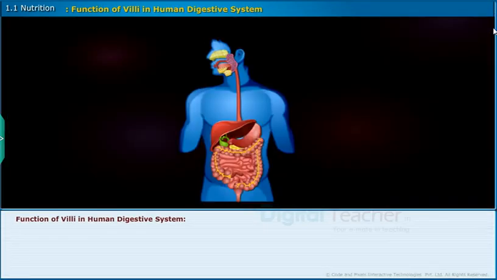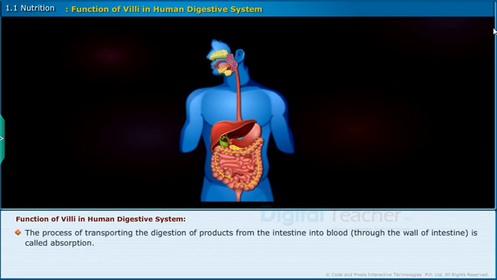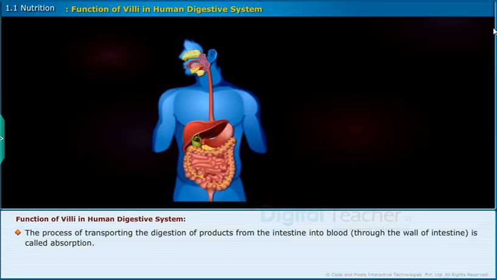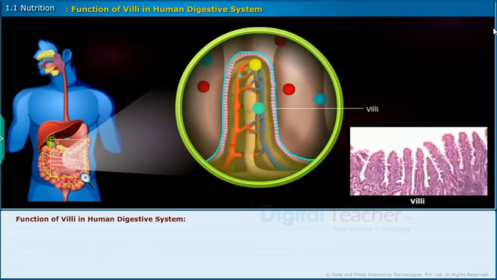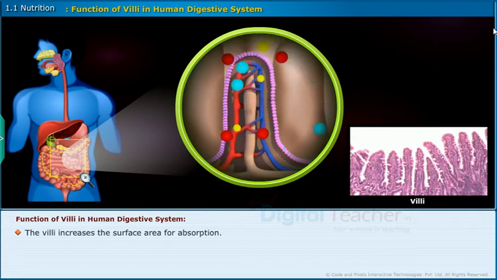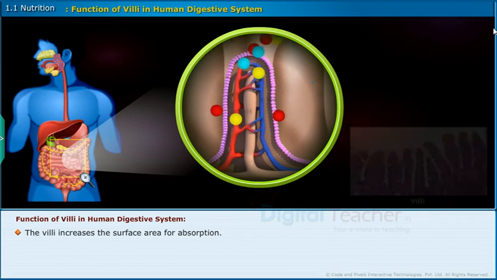Let us learn the function of villi in the digestive system. The process of transporting the digested products from the intestine into blood through the wall of the intestine is called absorption. Internally, the intestinal wall contains a number of finger-like projections called villi. The villi increase the surface area for absorption.